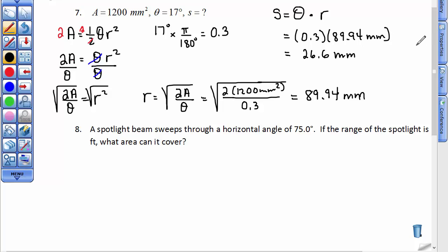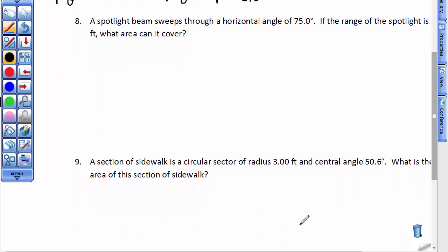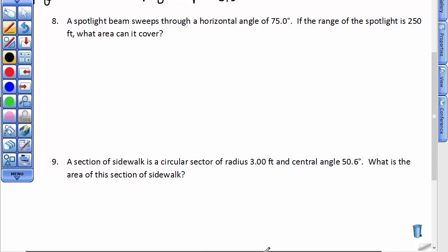The next one's a little bit more practical. Nothing has been so far, to be honest. But I've even talked to my friends who work for General Motors, and they've done this with windshield wiper blades. This could even be done with putting grass seed down in a circular sector. So a spotlight beam sweeps through a horizontal angle of 75 degrees.